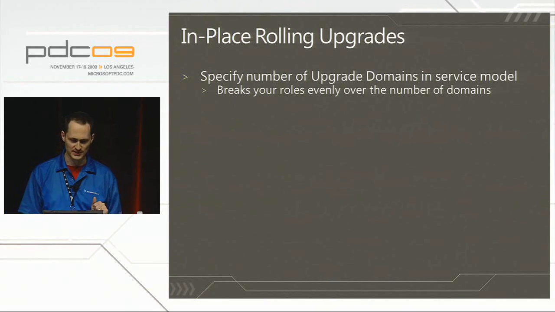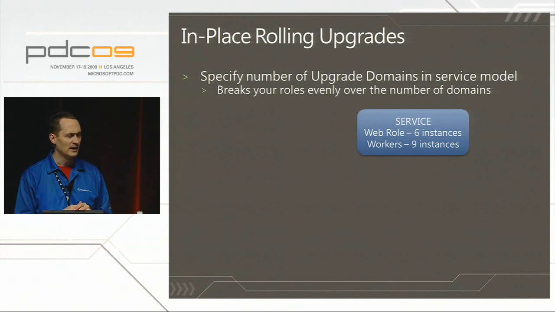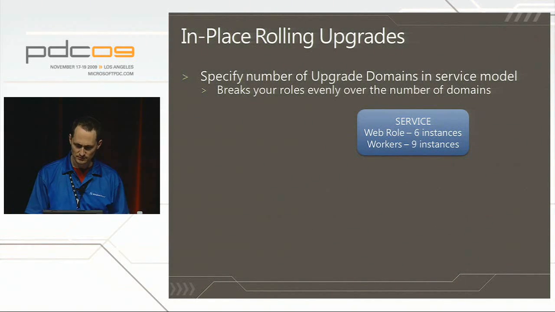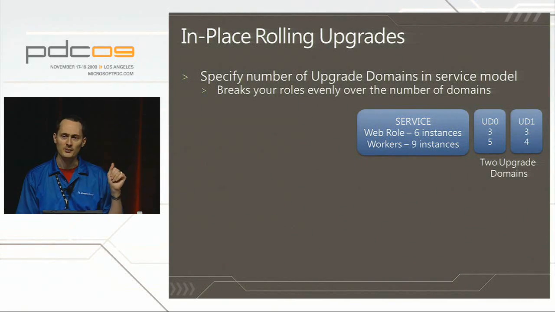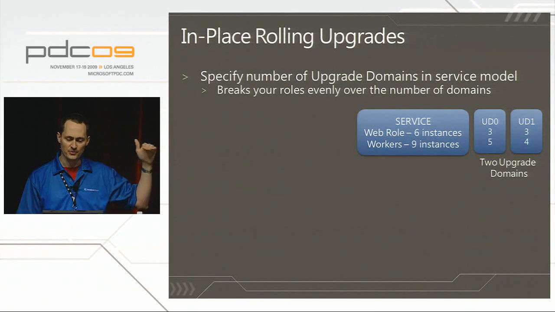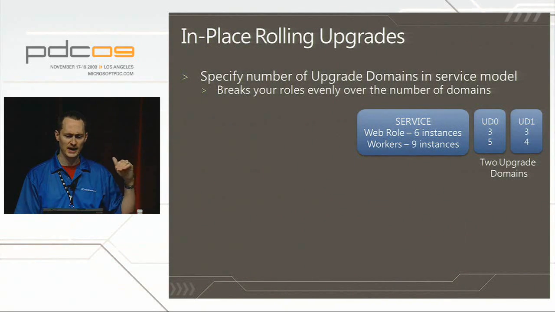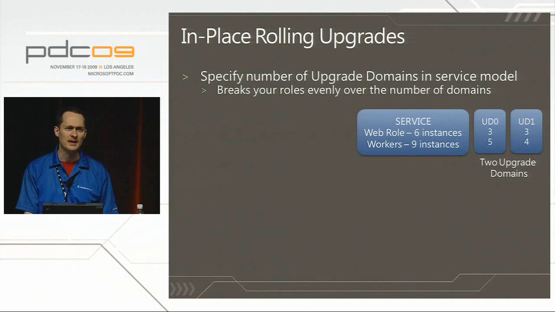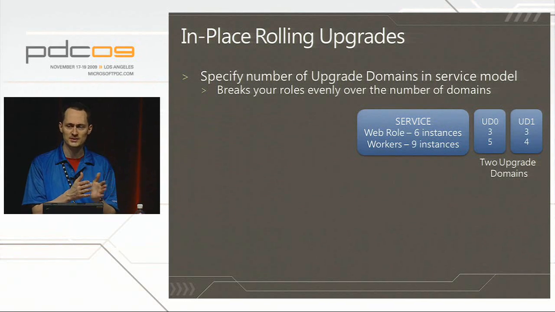So let's just go through a quick example. Let's say your service has 6 instances of a web role and 9 instances of a worker role. And let's say we specified 2 upgrade domains. Well, that means we will group your running instances into 2 domains with a breakdown like this, where upgrade domain 0 has 3 instances of the web role, 5 instances of the worker role. And upgrade domain 1 has 3 instances of the web role and 4 instances of the worker role. Okay? Now, typically you use around, let's say, 10 upgrade domains. But you could use less, etc.